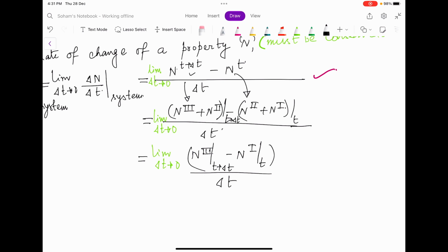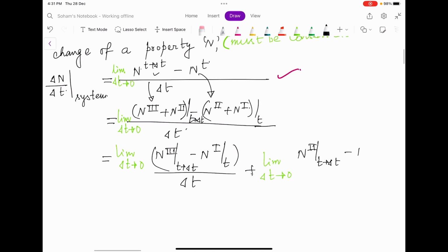And plus again limit del t tends to 0, and this is N of 2 at t plus delta t minus N of 2 at t. Just check if the algebra is correct or not.